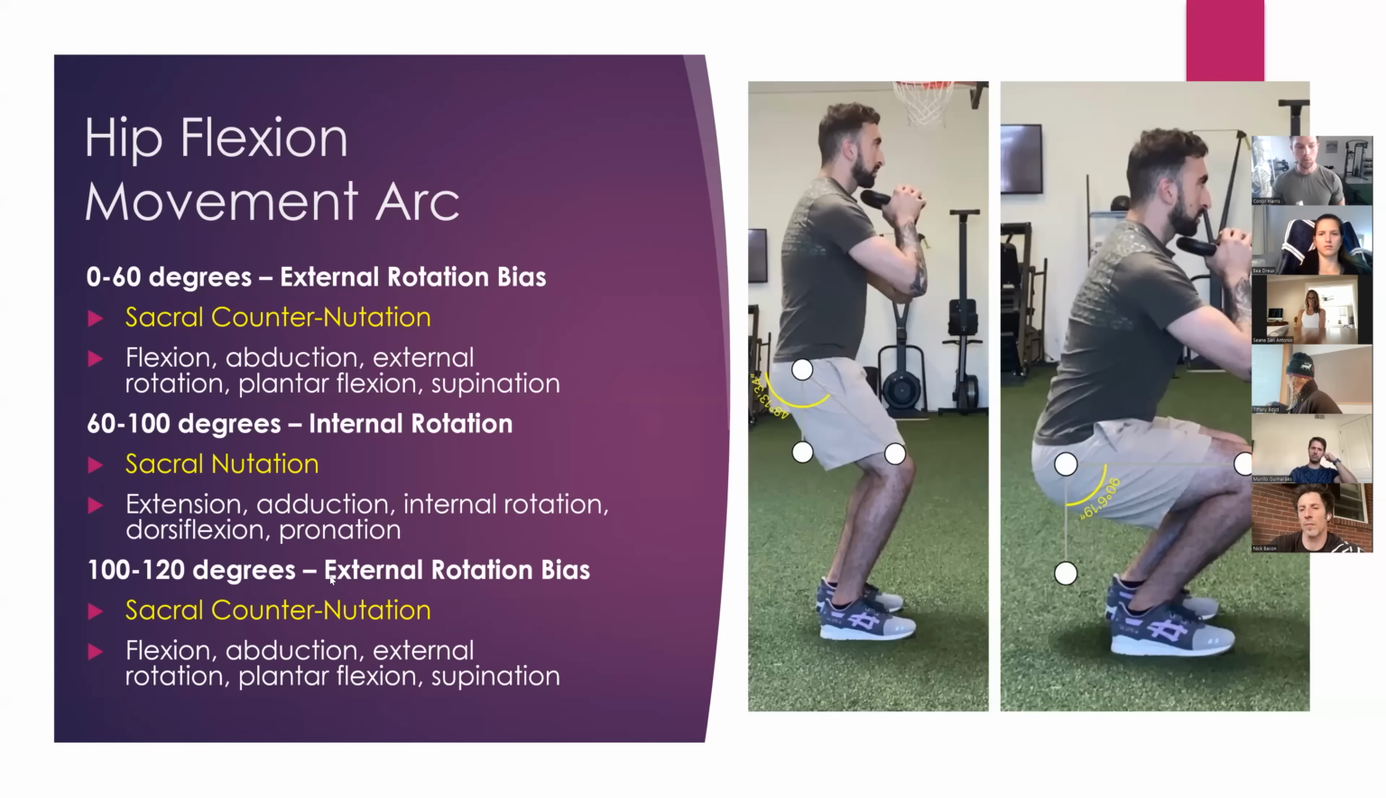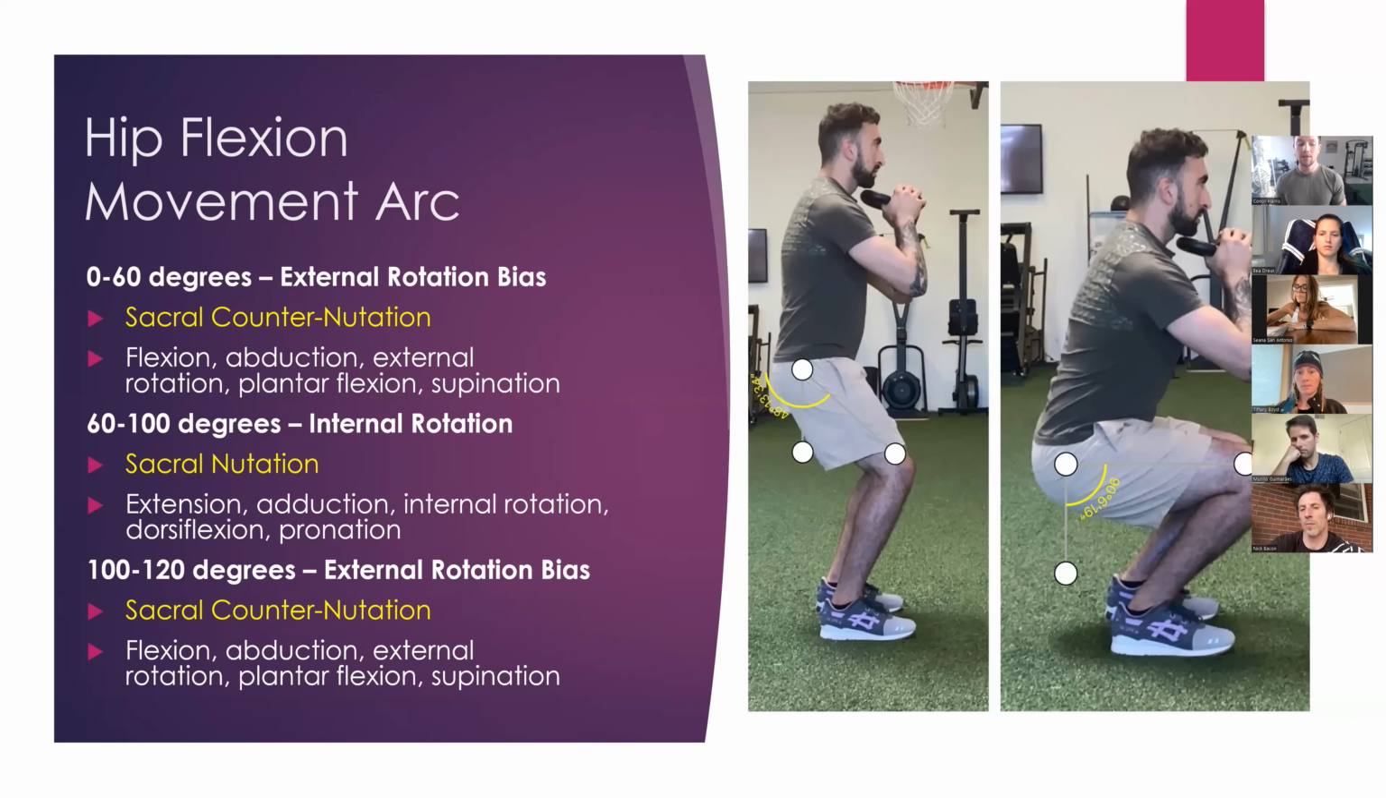Now at the bottom, when we're in 100 to about 120 degrees of hip flexion, we then move back into a position of external rotation and counter nutation. So we were externally rotated, moved into a position of more internal rotation, but not fully internally rotated. Now we're moving back to a position of external rotation. This is actually relative plantar flexion and supination of the foot.